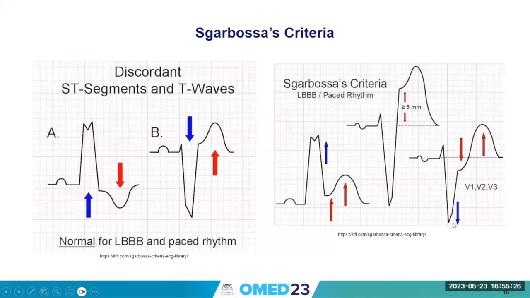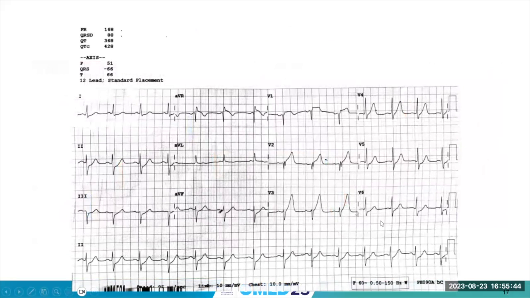So just to recap real quick, if it's chest pain with a new onset left bundle branch block, that is concerning for an ST elevation MI. If it's an existing left bundle branch block, you utilize the Sgarbossa criteria to appropriately diagnose the patient. All right, so moving on, looks like here we have some more ST elevation, don't we?